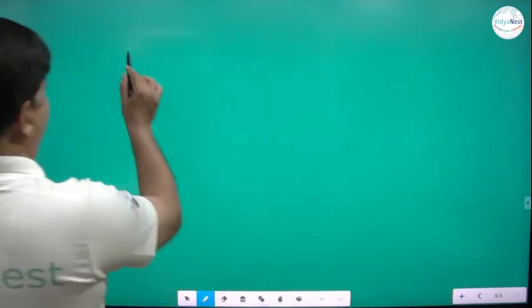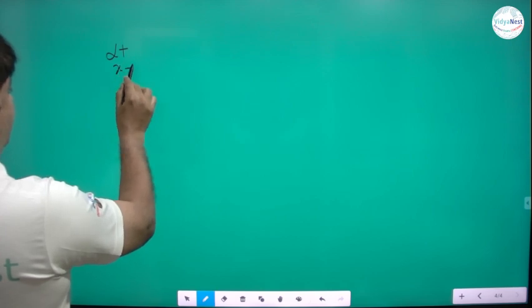Suppose you have got the limit as x tends to 1.